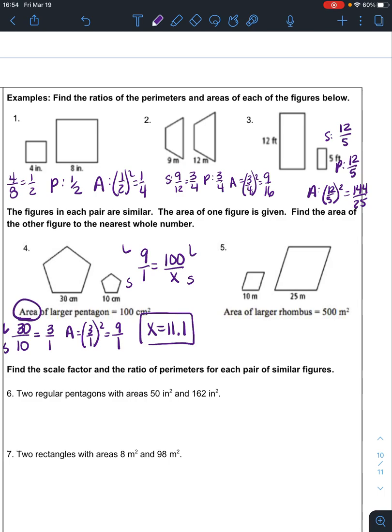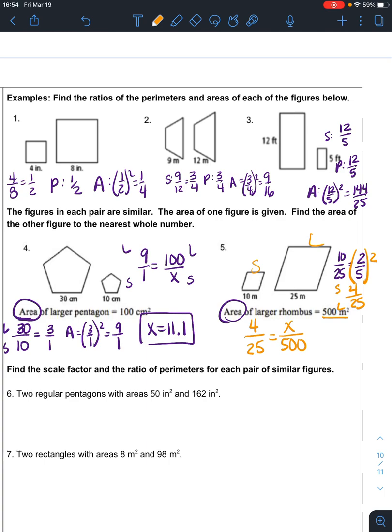Okay, we do the same thing here. Let's find the ratio of our sides. So the ratio of our sides was 10 over 25, which is 2 over 5. That's my side ratio. I'm asking about area, so I need to convert that to an area ratio. Well, if I square that, then I get 4 over 25. Okay, that was small over large.